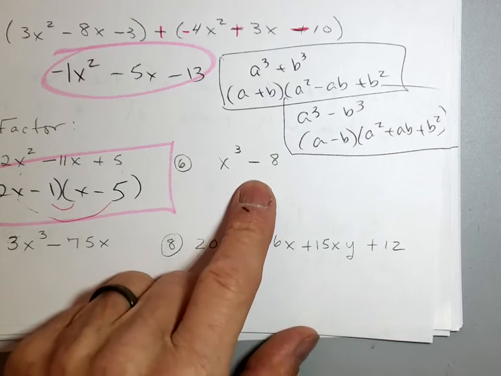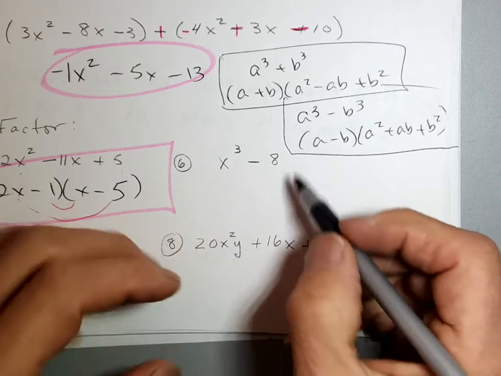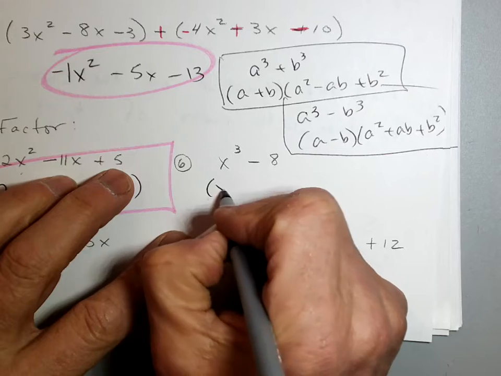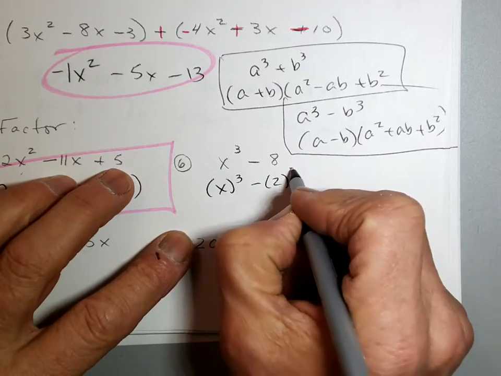So then what I have here is a cube minus a cube. It really is a cube minus a cube, because what I could do is rewrite this as an x cubed minus a 2 cubed. Okay?